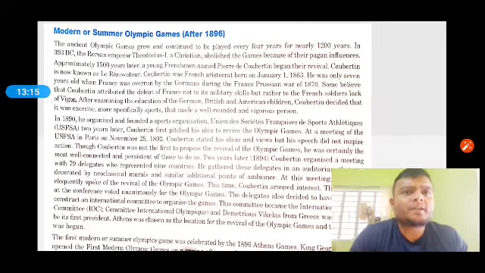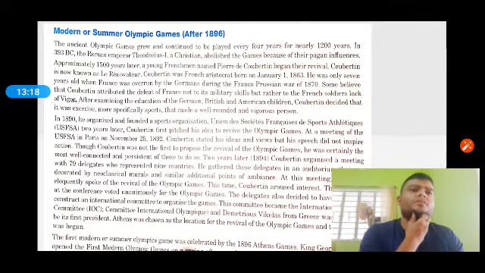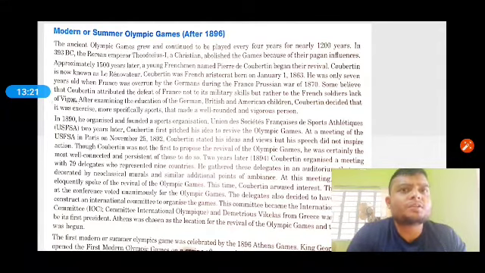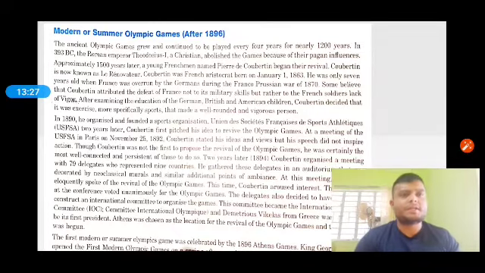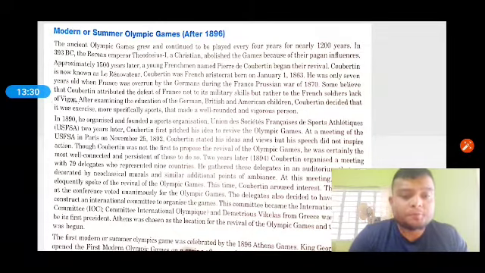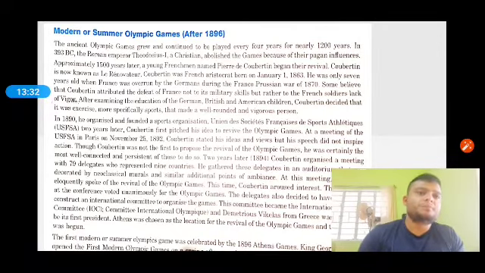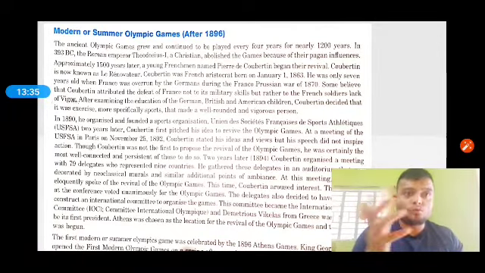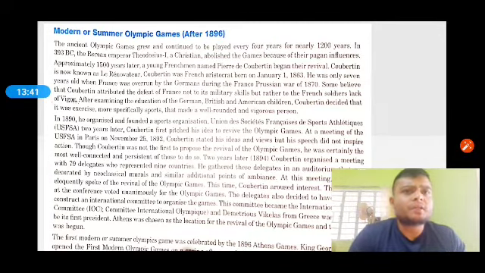So after examining the education of German, British and American children, Coubertin decided it was exercise, more specifically sports, that made a well-rounded and vigorous person. He came to the conclusion that it is sports, games and exercise which make a person physically strong and a more well-rounded, strong personality. So in 1890 he organized and founded a sports organization, Union des Sociétés Françaises des Sports Athlétiques, USFSA, in Paris.